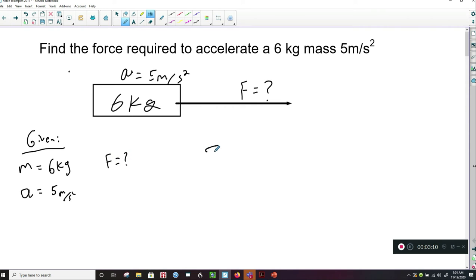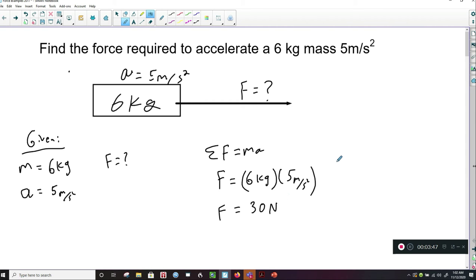So we're going to write down our equation, sigma F equals ma. Now, there is only one force acting on this in our system, so I don't have to worry about two of them. So I'm just going to write down F is equal to 6 kilograms times the acceleration of 5 meters per second squared. So my force is just going to equal 30. We could write down kilograms meters per second squared, but all of that means newtons. So the force being applied to this box is 30 newtons. That's how easy they are.